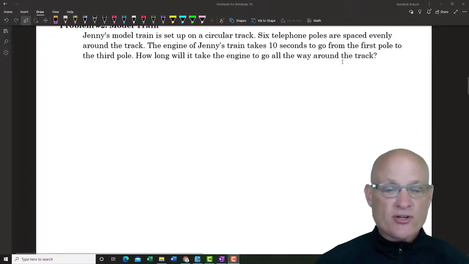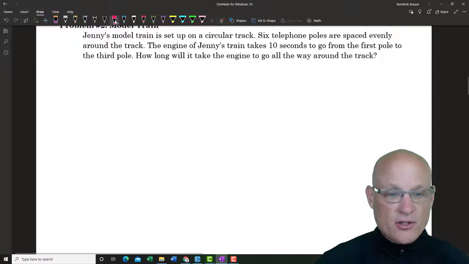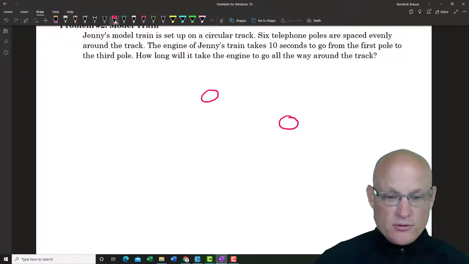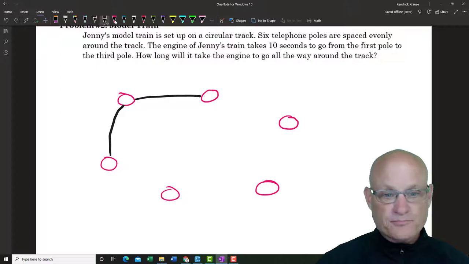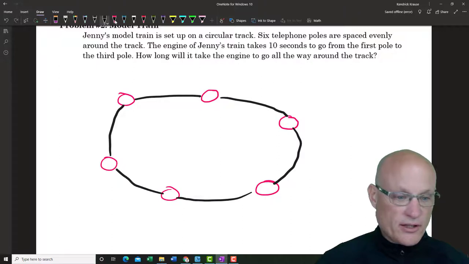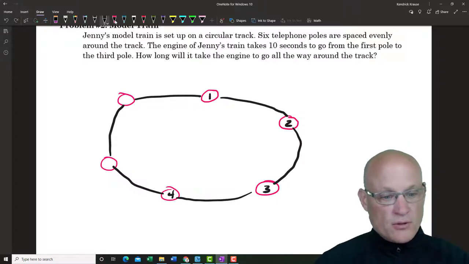Okay, so there's 6 poles evenly spaced. So we're going to do 1 pole, 2 poles, 3 poles, 4 poles, 5 poles, and 6 poles. If you can imagine, her track goes somewhere around like this. Okay, so let's number these: 1, 2, 3, 4, 5, and 6. So we got 6 poles.